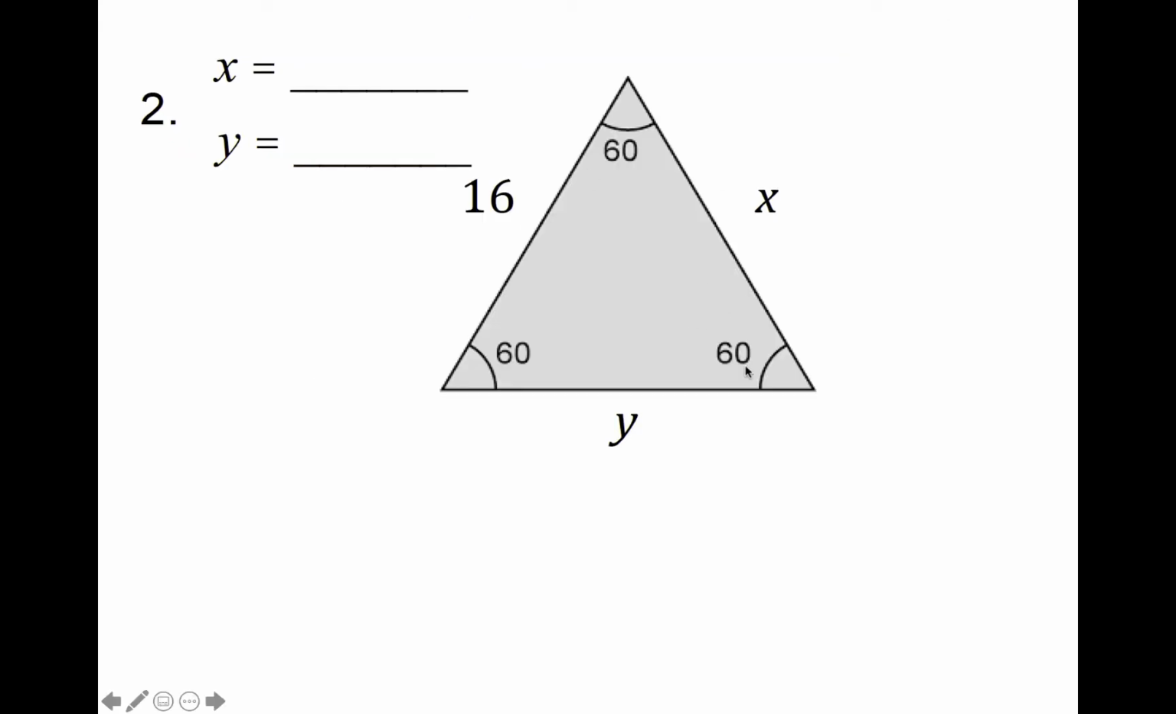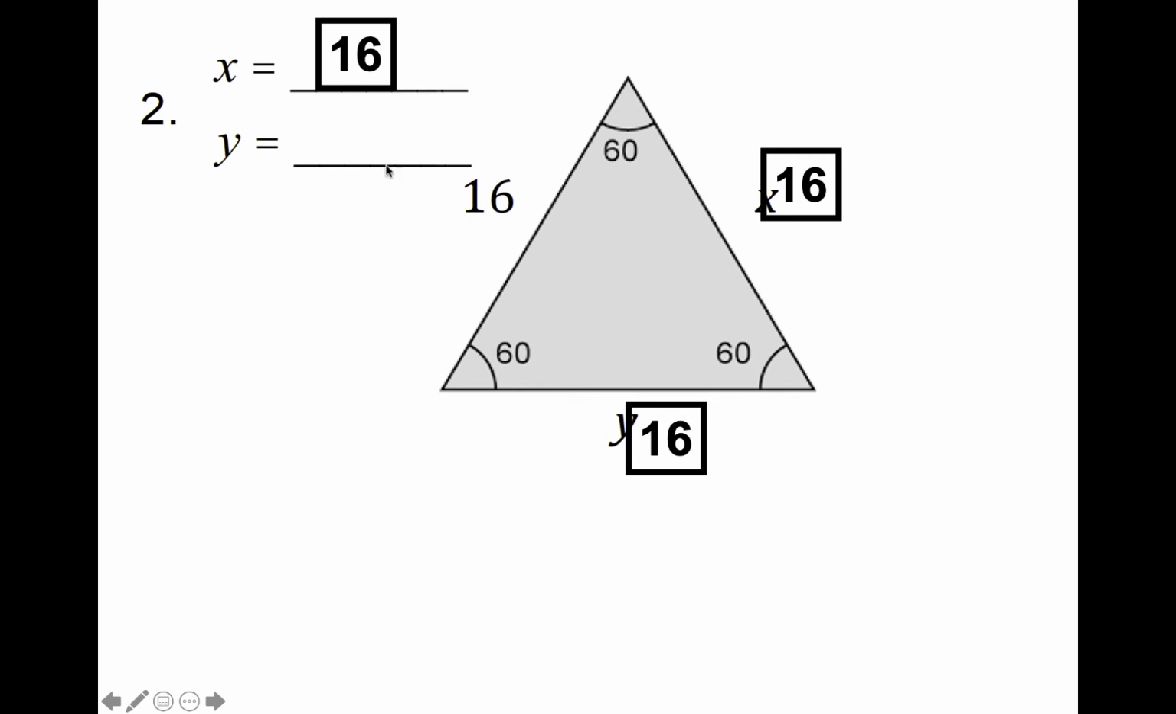All right, next picture. Notice all of the angles are marked equal. So that means all of the sides should be equal. So if this is 16, this is 16, this is 16. So therefore, x and y are both 16.